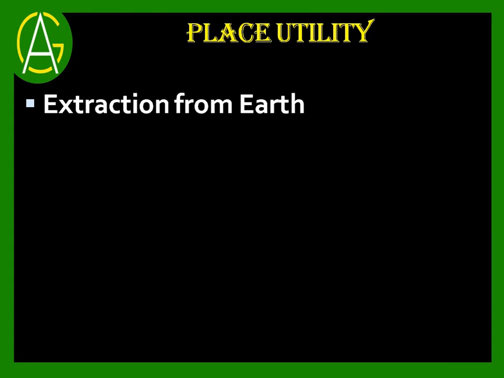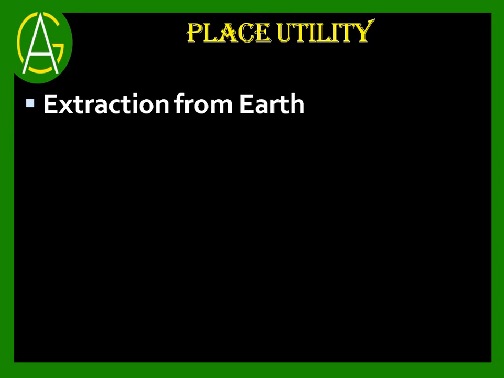Next one is place utility. As you know that place utility means transferring the goods from one place to another place. When we transfer the goods from one place to another place, the place where it was not having any utility to the place where it is having utility, this transfer of goods is known as place utility. Now it is again divided into two parts. One is extraction from earth.